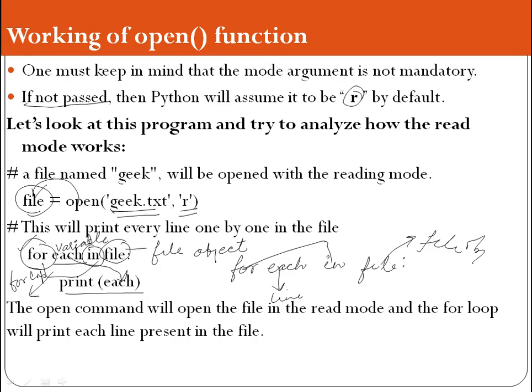So the open command will open the file in the read mode. This is the statement for this. And the for loop will print each line present in the file. So this is the code for reading each line and printing onto the screen.